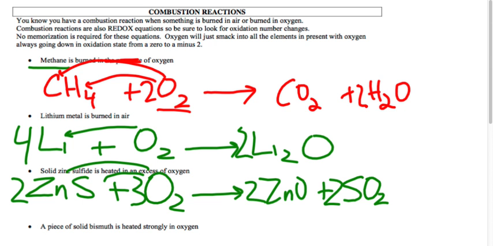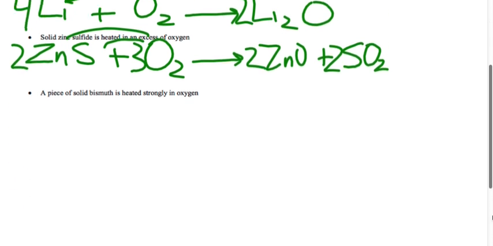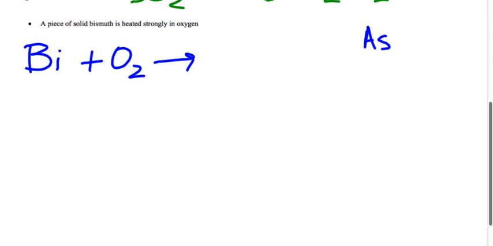Okay. The last one is going to cause a little bit of a problem. And I want to see who recognizes the problem. A piece of solid bismuth is heated strongly. What, Grant? Bismuth has 2 charges. How do I know which one to go to? There was a saying that you were taught in pre-AP. I believe in regular you guys got a list that you just got to look at. Who remembers this?